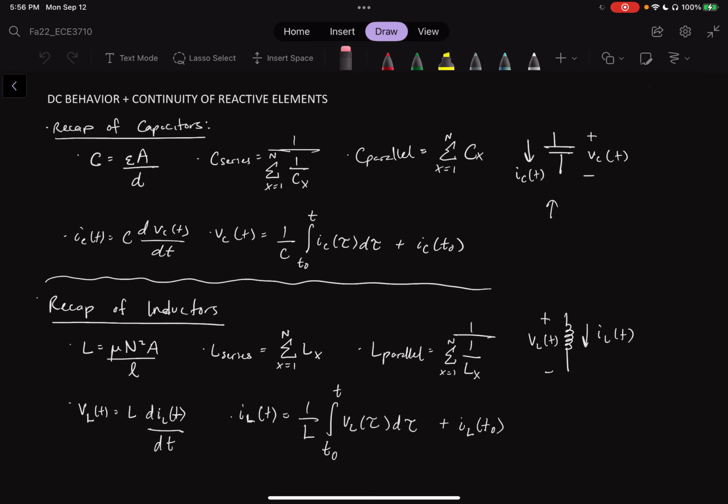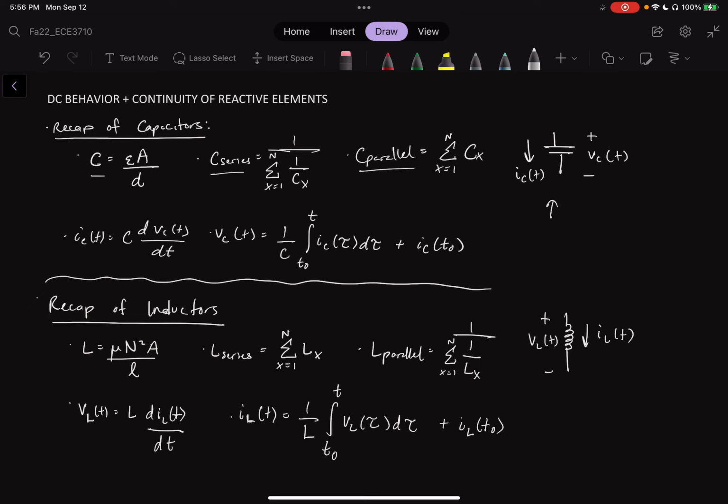Hello everyone, today we will be talking about the DC behavior and continuity of reactive elements. A little recap, since I didn't make any YouTube videos about the equations shown here on the screen: we can calculate the capacitance of a capacitor if given the permittivity, area, and distance between the plates of a capacitor. We can calculate the capacitance of series capacitors as well as parallel capacitors.